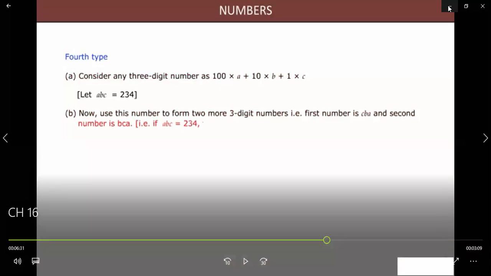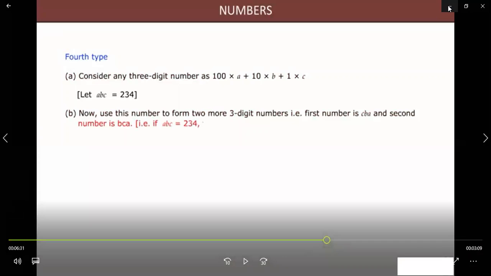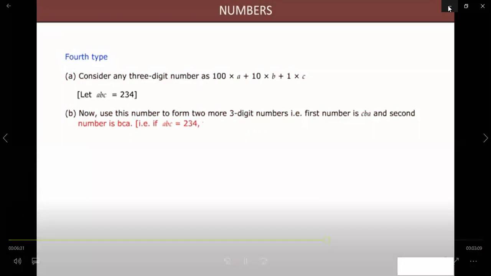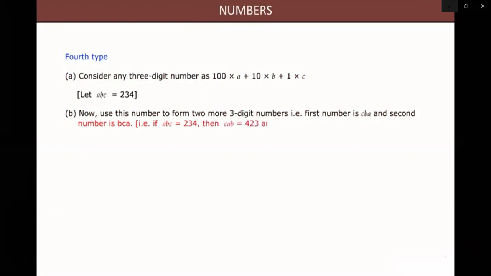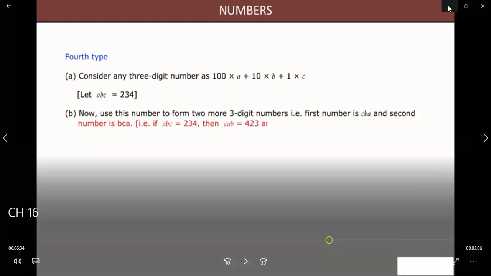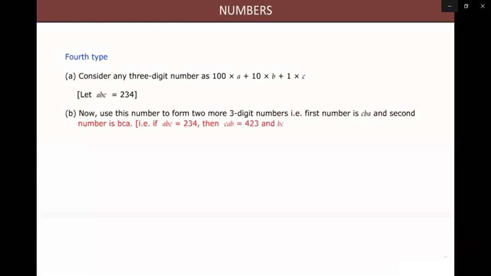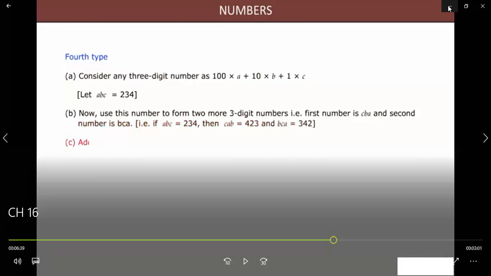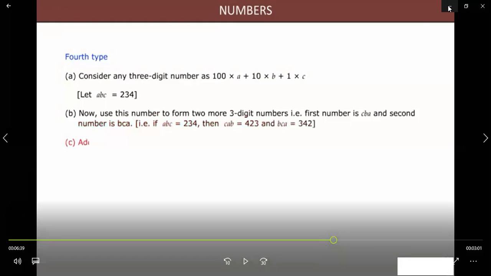If the number is ABC, say 234, then you have to form two more numbers using this number. So the first number will be CAB. Keep it CAB. So CAB will be 423, right? And the next number that you have to make is BCA. Keep in mind, BCA and CAB only you have to make. So CAB will be 423 and BCA will be 342, right?